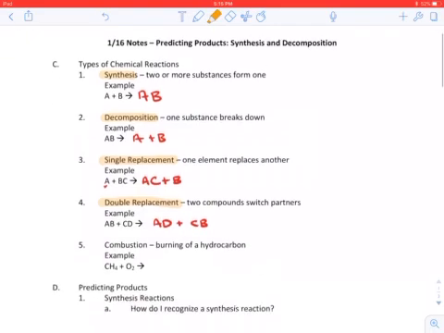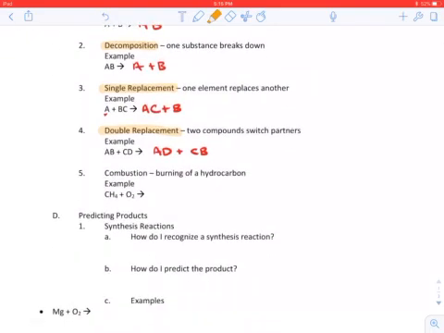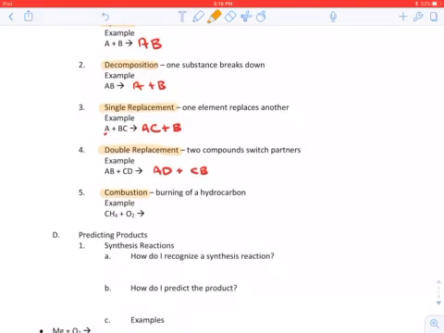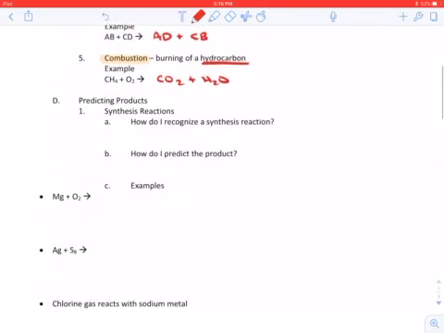A combustion, for our purposes, we're talking about the burning of a hydrocarbon. So combustion is the 5th type: synthesis, decomposition, single replacement, double replacement, and combustion. We're burning a hydrocarbon, and the products of that are always going to be CO2 and H2O. And the key here is this has to be a hydrocarbon. We can burn lots of things, but we're only talking about the products being carbon dioxide and water when it is a hydrocarbon.